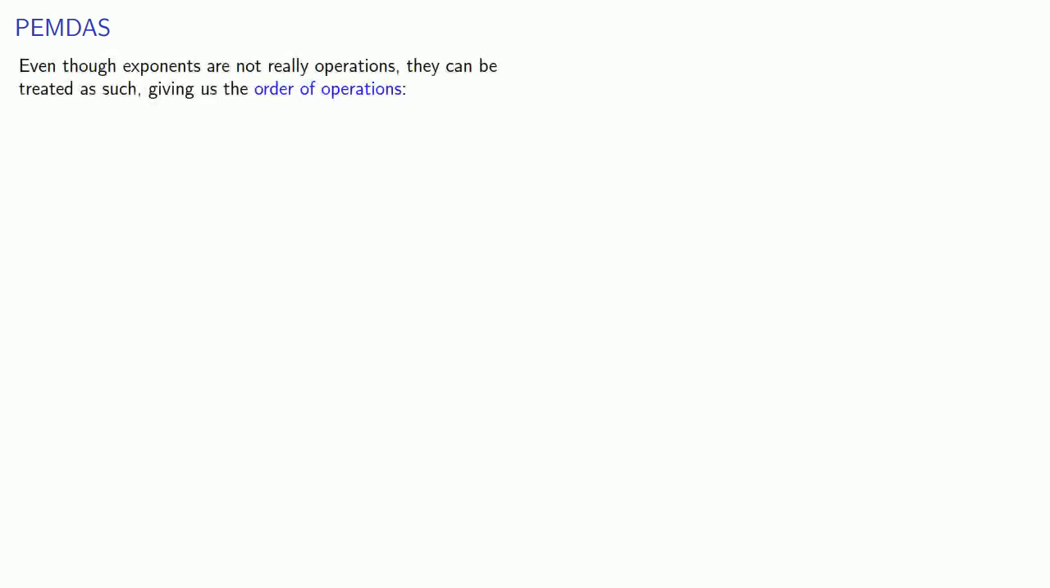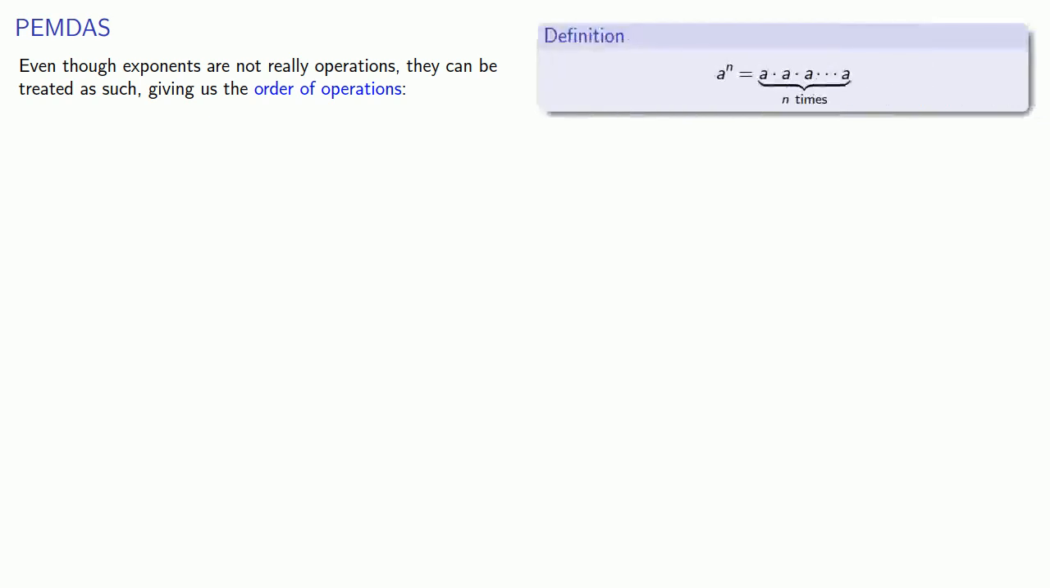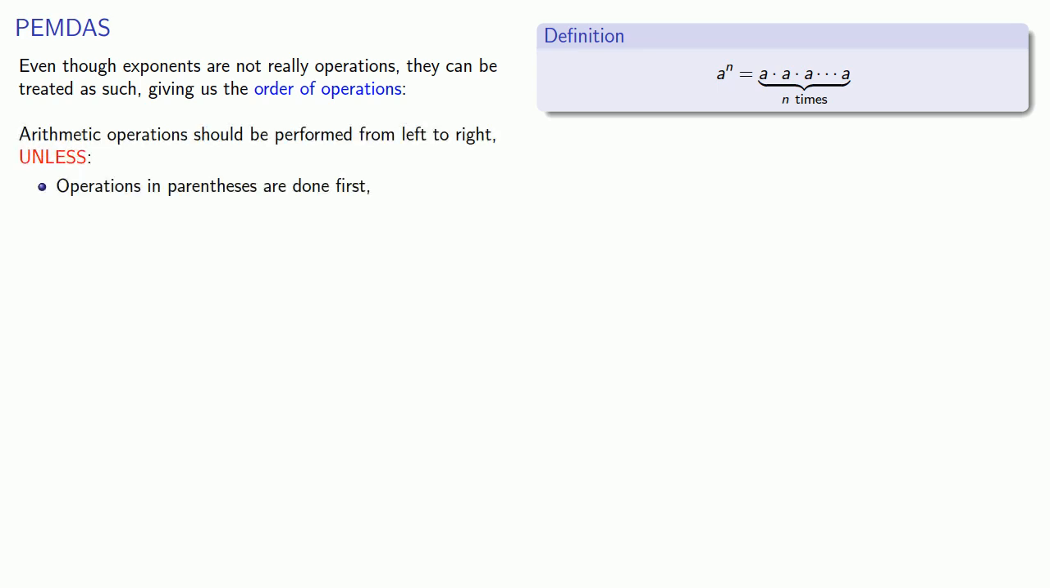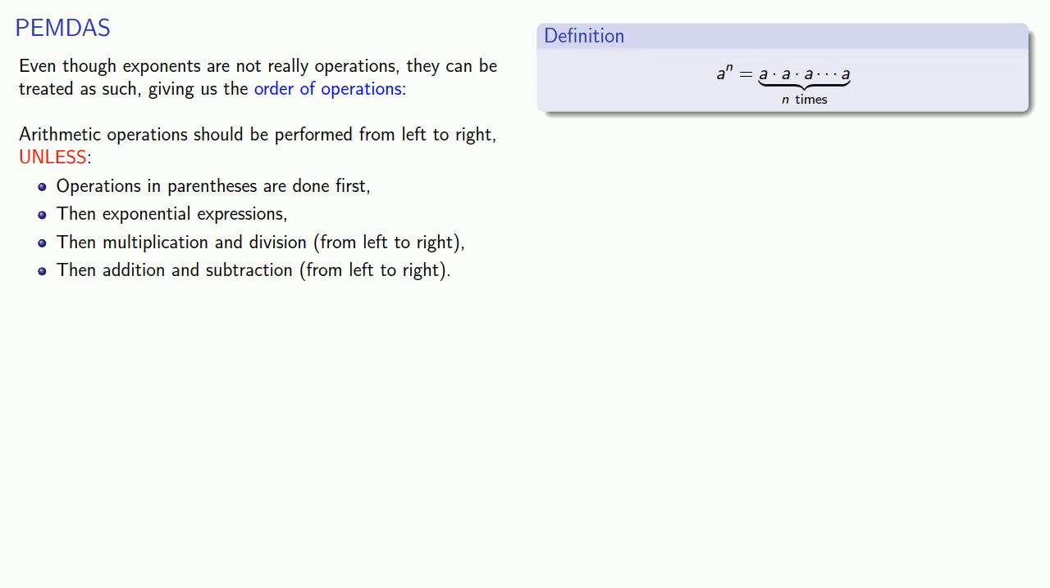Even though exponents are not really operations, remember, exponents are shorthand for repeated multiplication. But even though they're not operations, they can be treated as such, and this gives us an order of operations. And again, remember the basic rule for order of operations is arithmetic operations should be performed from left to right unless operations in parentheses are done first, then exponential expressions, then multiplication and division from left to right, and then finally addition and subtraction from left to right.